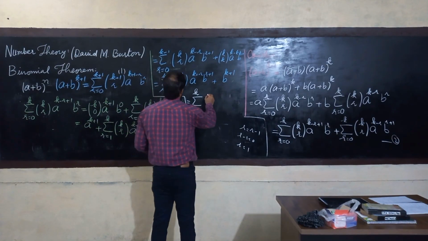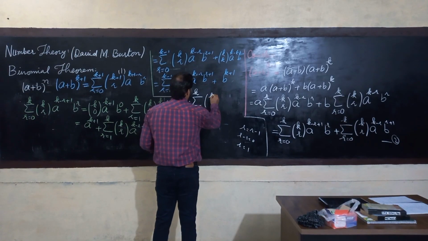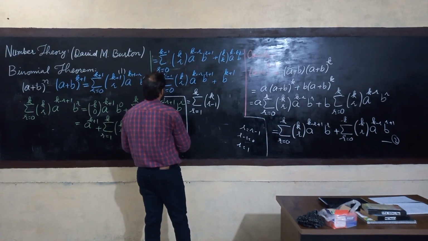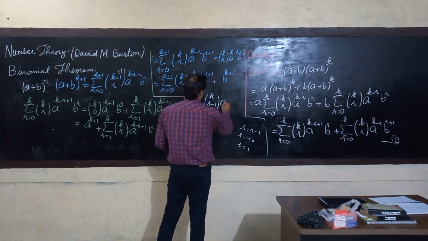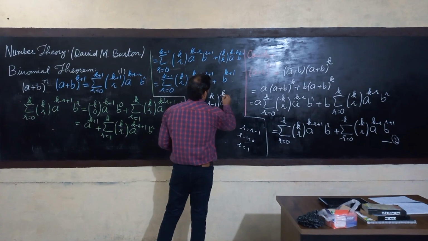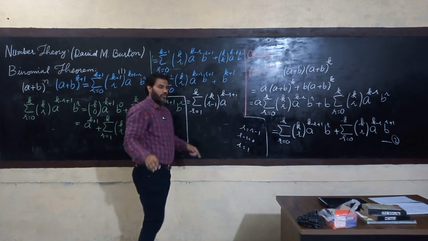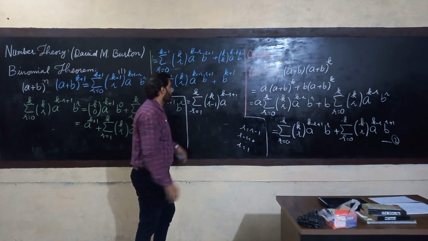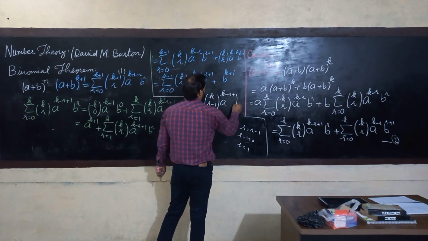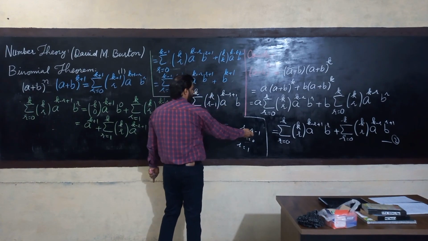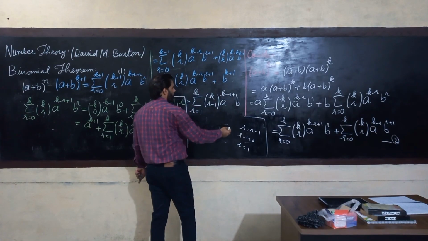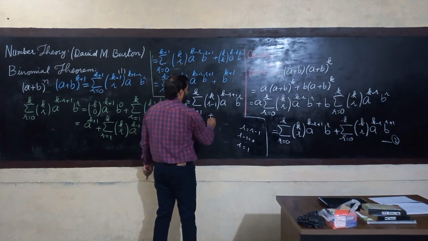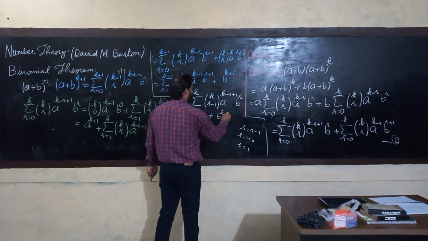This is equal to k choose r minus 1, a raised to power k minus r plus 1. When you put here r is equal to r minus 1, this gives us k minus r plus 1. And the last one is b raised to power, when you put here r is equal to r minus 1, this is simply b raised to power r, plus b raised to power k plus 1.